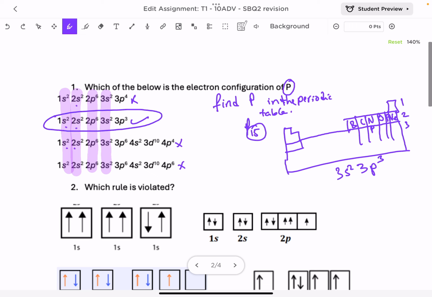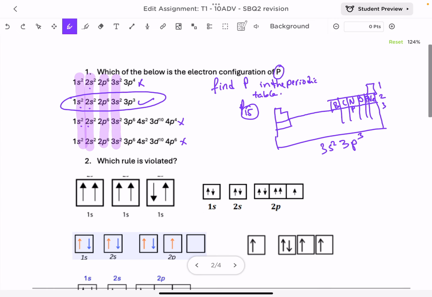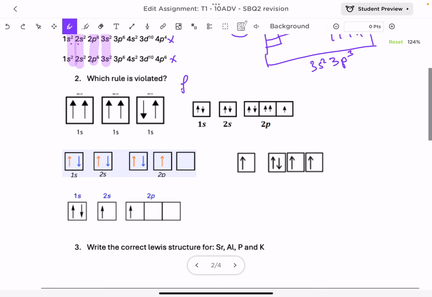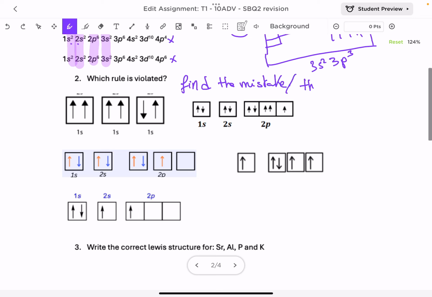Now, another question about the rules. Which rule is violated? The rules that I mentioned on the previous page. When you look at a question like this, first find the mistake, and then think about which rule. You have to memorize the names of the rules. This is a must.